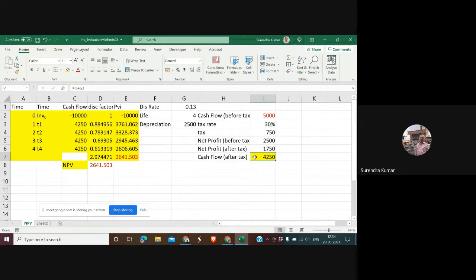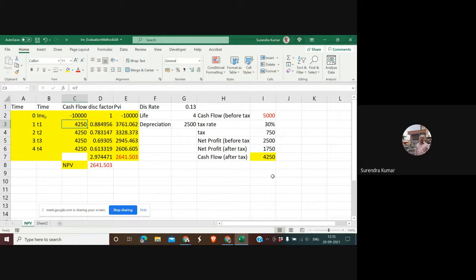So this 4,250 is what we have written here. So this value is coming from this calculation. So in this particular sheet, this is what I want to emphasize here, that when you are doing capital budgeting techniques, if the problem posed before you does not give you cash flow information, or it gives you cash flow information before tax and taxation information is given, in either of the cases, you need to calculate cash flow after tax.